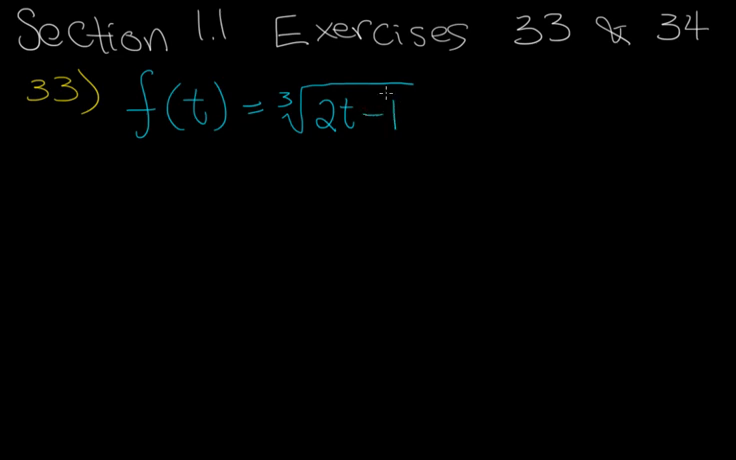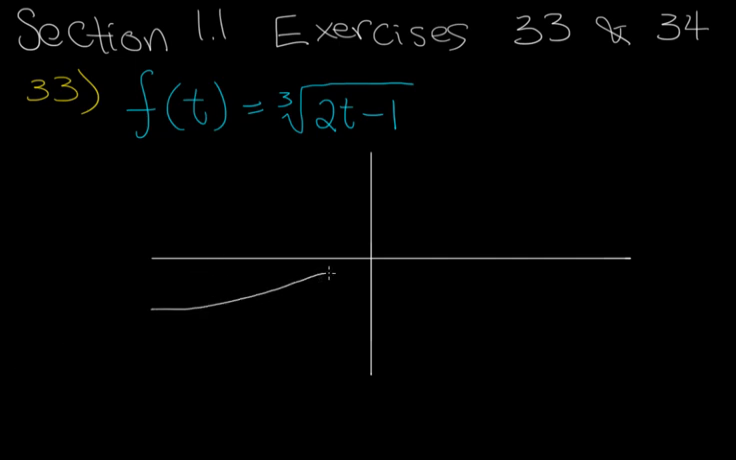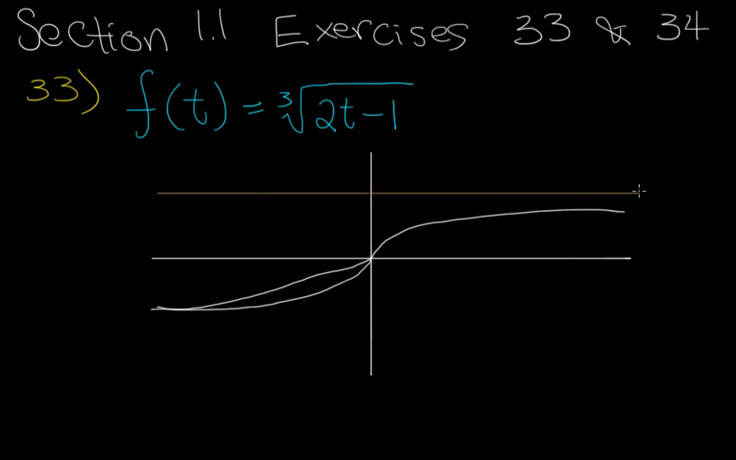minus 1. Well, first of all, what does the graph of the cubed root function look like? It looks like this. Well, almost. Hold on. There we go. It's kind of like that. So what does this tell us? This tells us automatically that its domain goes from negative infinity to positive infinity, all real numbers.